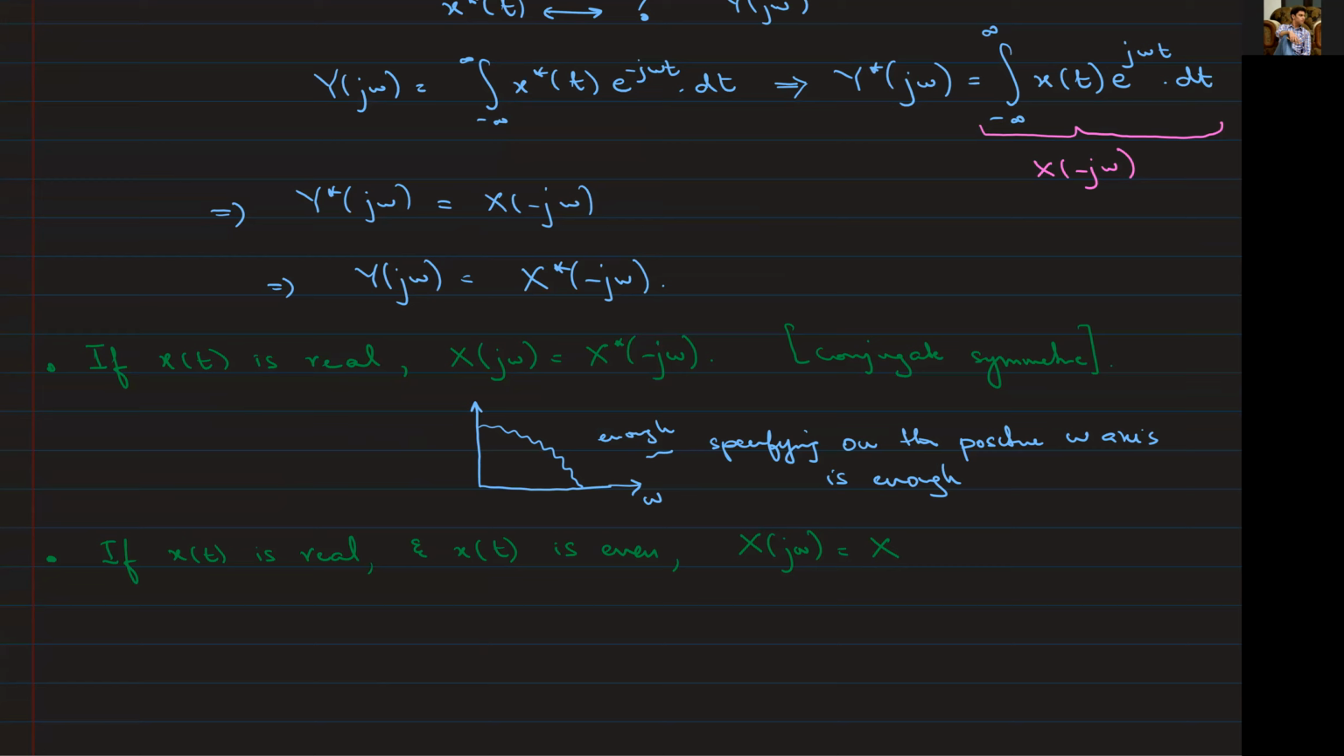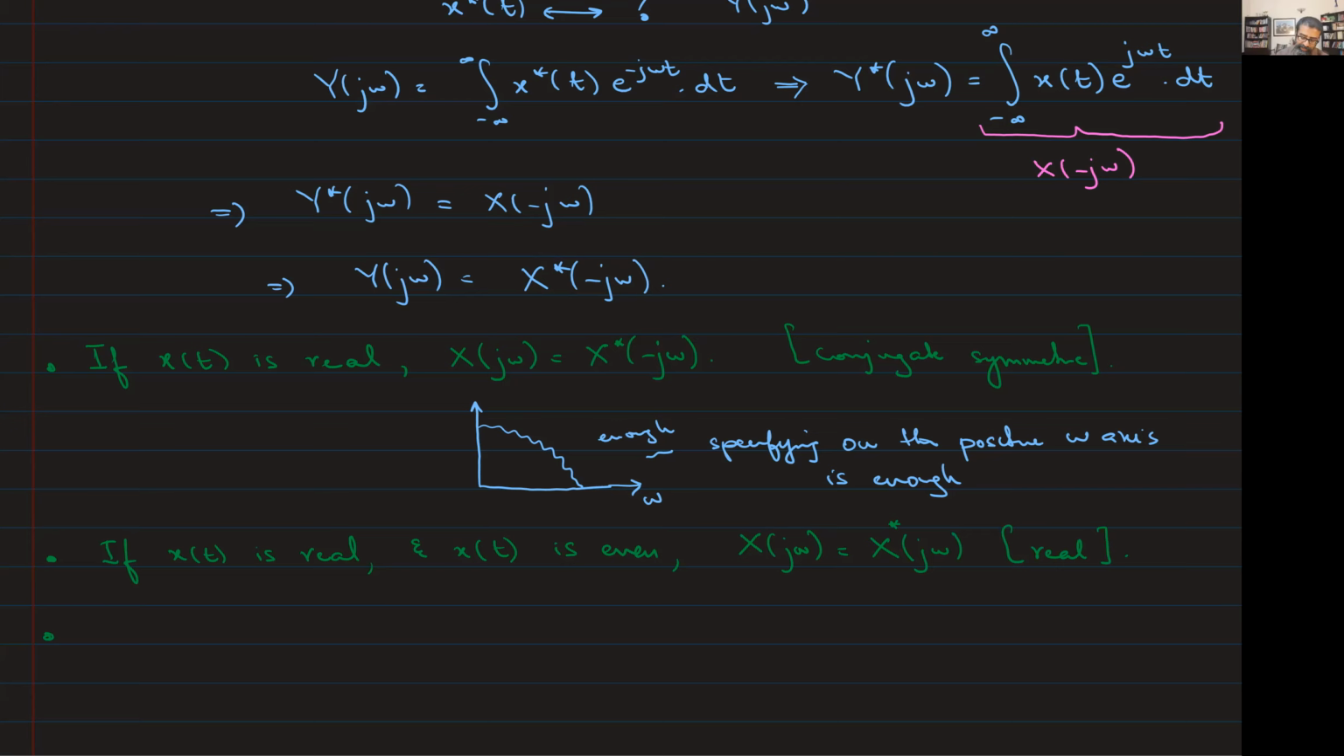I can tell you about the coefficients. If x of t is real and x of t is even, the Fourier transform is real, right? X of j omega is equal to x conjugate of j omega. So it's real, just like the Fourier series coefficients.